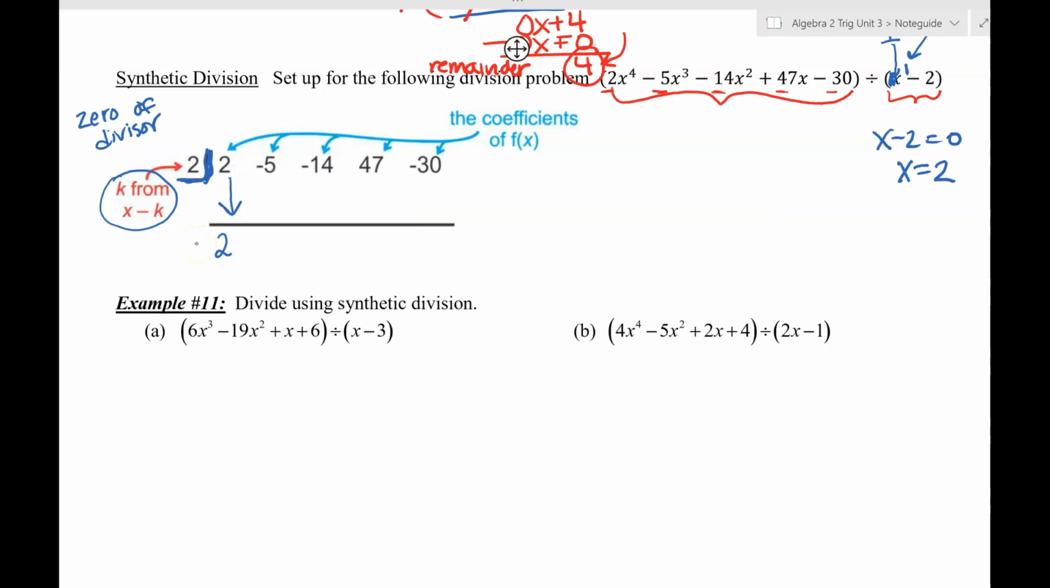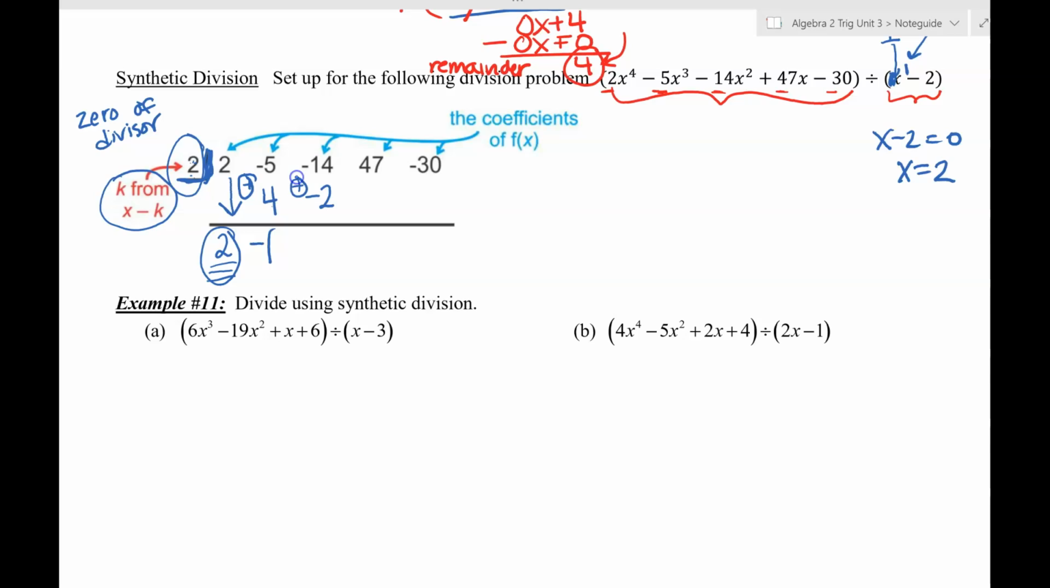Then what do we do? We multiply. So the 2 in here times the 2 right here. Every time we get a number down here, it's being multiplied by that 2. So 2 times 2 makes 4. And then when you get numbers in the column, you add them together, because they've already switched the sign by using the 2 here. So you're not subtracting, you're adding. -5 plus 4 is -1. Now that we have a new number down here, it multiplies the number in the box, 2. 2 times -1 makes -2.